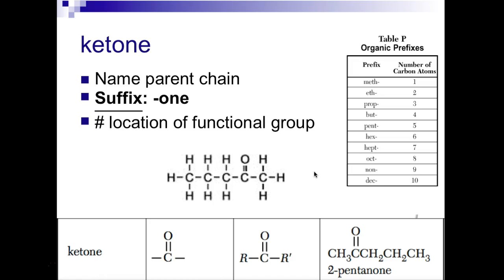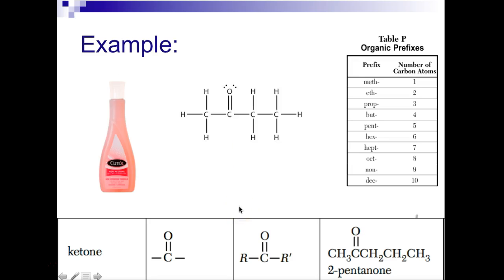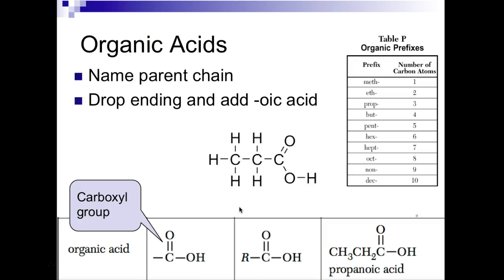Ketone: you're going to name the parent chain, then add the suffix "one" at the end, and you're going to locate the functional group. It's going to be a C double bond O. If we look at this example, it would be a 5-carbon chain with a C double bond O in it, so it's going to be 2-pentanone because that C double bond O is on the second carbon. If we were to look at this example, we're going to look at the carbon chain. It's a 4-carbon chain, so it's going to be 2-butanone.